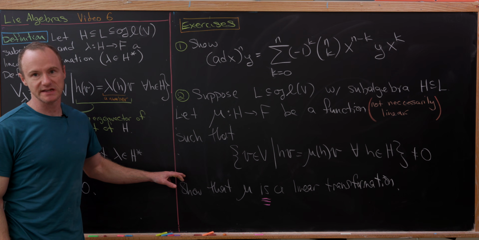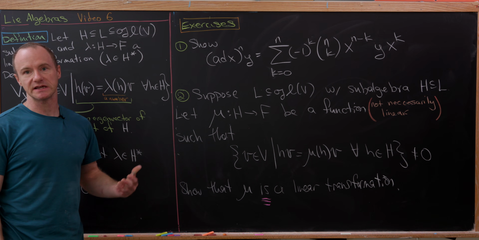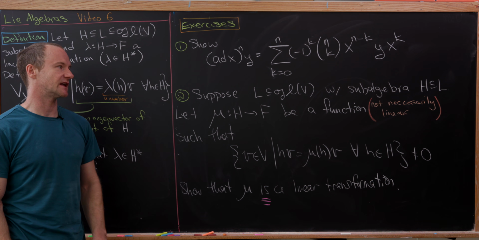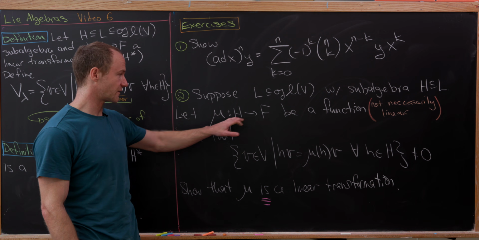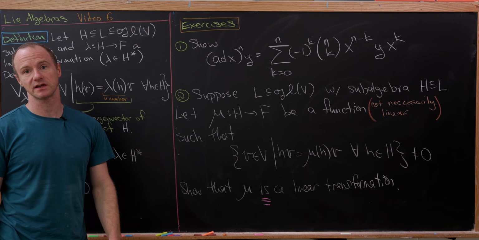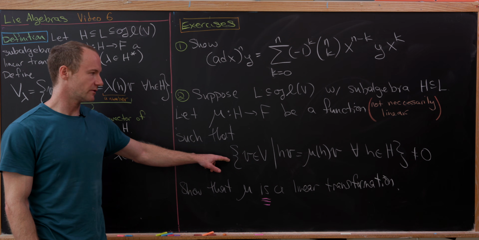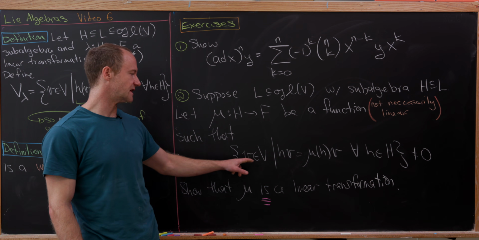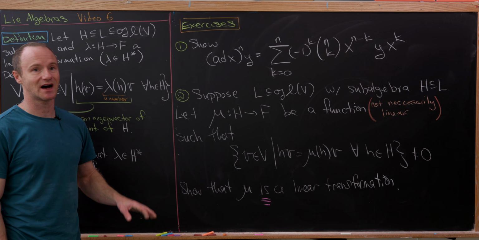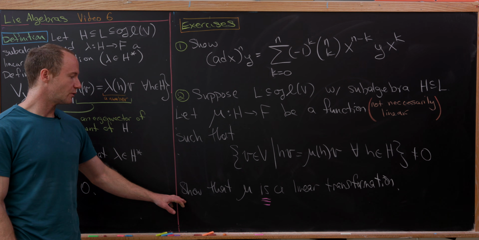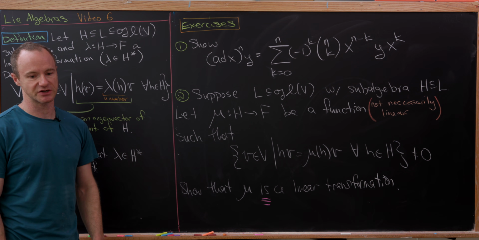So let's look through this. Let's suppose that L is a Lie algebra, which is a subalgebra of gl(V), and it's got a subalgebra H. And then mu is a function from H to F, not necessarily a linear transformation. But it does satisfy this rule that the following set is non-zero: all vectors v in V such that hv equals mu(h)v for all h in H, that's not the zero vector space. And then we want to show that that implies that mu is a linear transformation.